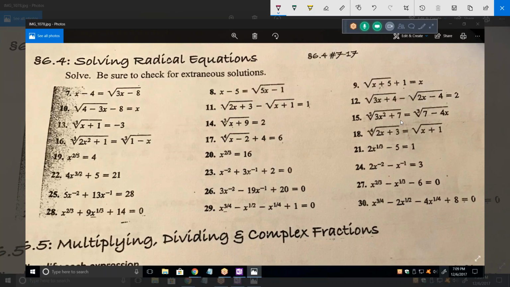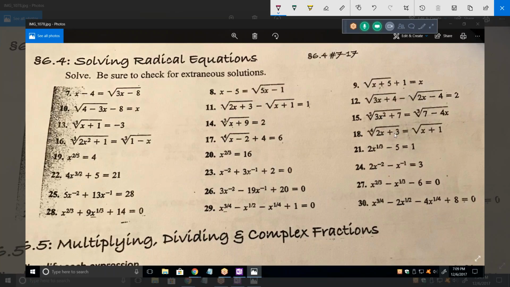In other words, then I'm going to have 3x squared plus 7 equals 7 minus 4x. I'm going to have to solve that quadratic again. I'm going to come up with 2 solutions, and I definitely want to check both solutions. In other words, I would say there's a high probability that one of those solutions does not work, and it's not only because we have radical signs, but we have an x squared.